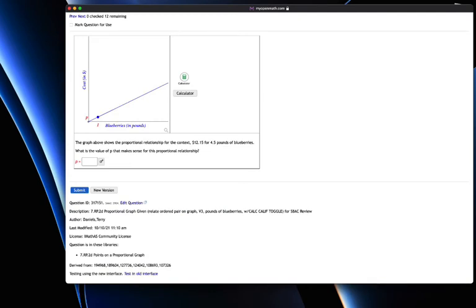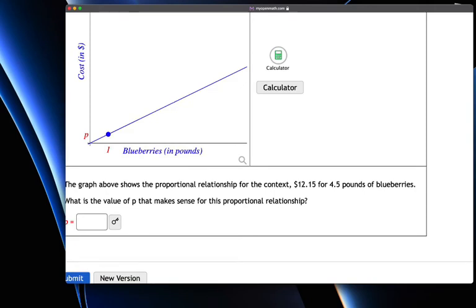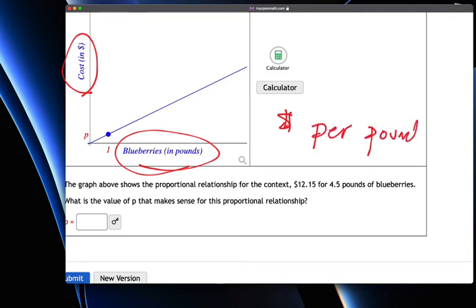Sometimes within this ratio and proportional relationship standard, we've got to deal with graphs. First of all, we can see from the graph that this graph represents a proportional relationship because the graph is linear. In other words, it is a line, and it starts at the origin. Now, we can see that this problem is dealing with the cost in dollars compared with the number of pounds of blueberries.